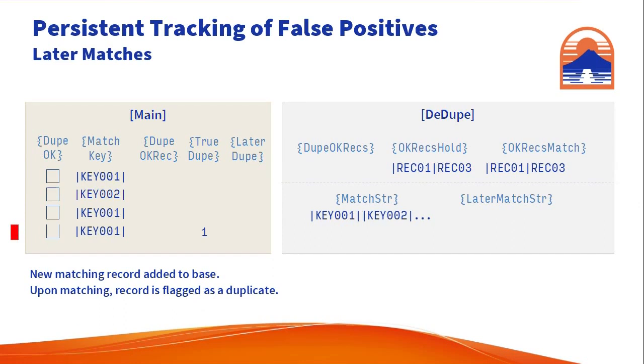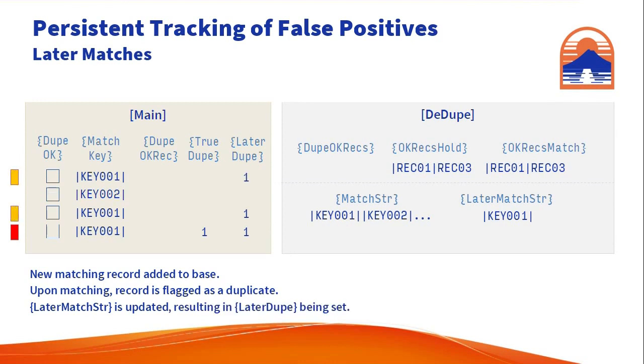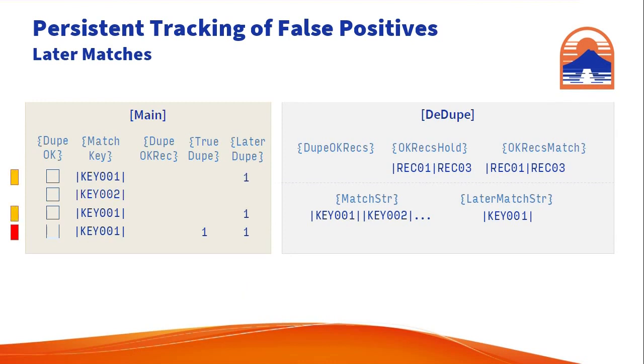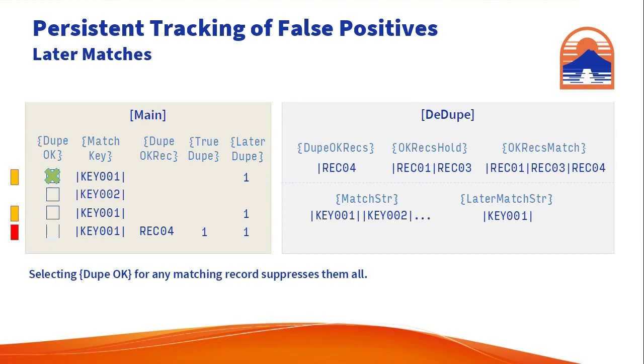Its match key is also rolled up to later match string in the dedup table. Upon finding their match key present in later match string, earlier suppressed records have later dup set, and they're flagged accordingly. Should the new matching record also be found to be a false positive, selecting dup OK for any of the three will suppress alerts for all.